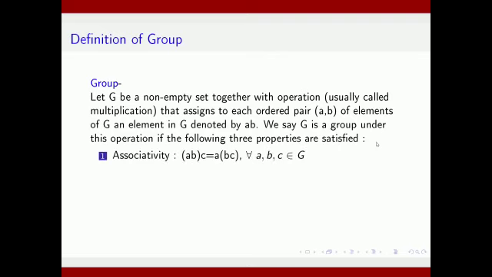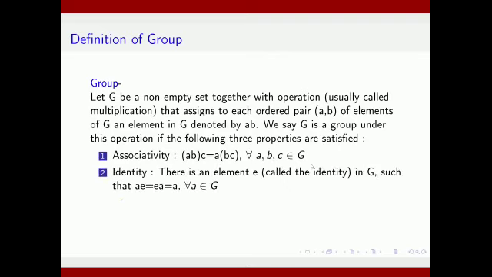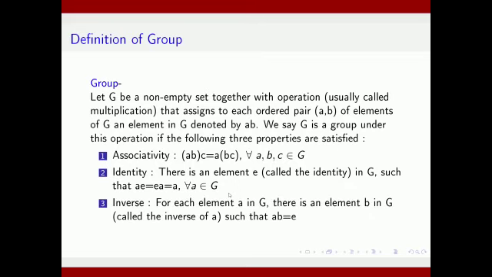Associativity property. For all A, B, C in G, AB into C is equal to A into BC. Identity. There is an element E, called the identity, in G such that AE is equal to EA is equal to A for all A in G. And the third is inverse. For each element A in G, there is an element B in G, and B is called the inverse of A, such that AB is equal to E.